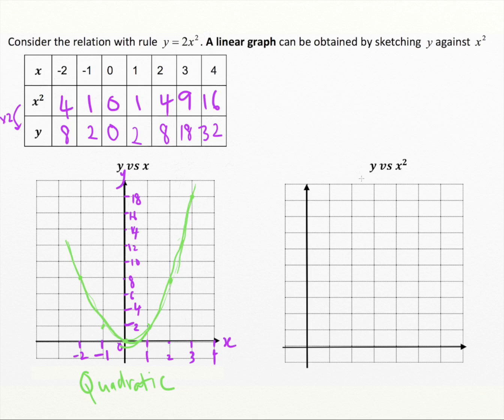Okay, let's try and graph that a little bit differently. This time what we're going to do is graph y versus x squared. So this is going to have all of my y values here, and this is going to have all of my x squared values. And let's see what happens to our graph. So same idea with my y's, we're going to go up by 2s.